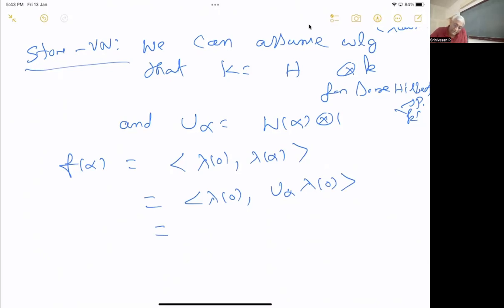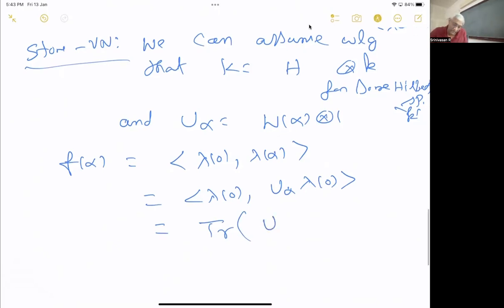Now this is nothing but a trace. If you remember, in the last semester when we discussed trace class operators, for a rank 1 operator it is just this evaluation. It is just the trace of U alpha times this operator. You can bring those brackets to this side and work with that in a trace.